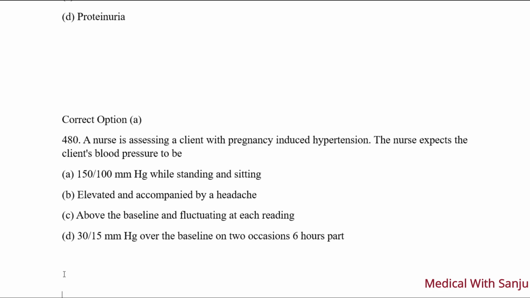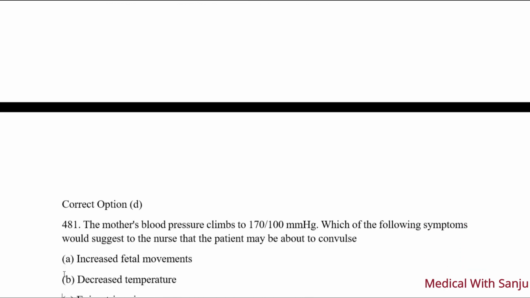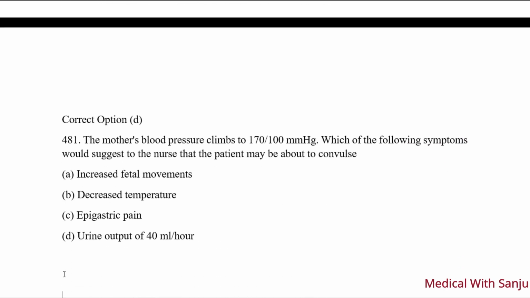So option D is right answer. Question number 481. The mother's blood pressure climbs to 170 by 100 mm of Hg. Which of the following symptoms would suggest to the nurse that the patient may be about to convulse? Option A increased fetal movement. Option B decreased temperature. Option C epigastric pain. And option D urine output of 40 ml per hour. Right answer is option C epigastric pain.